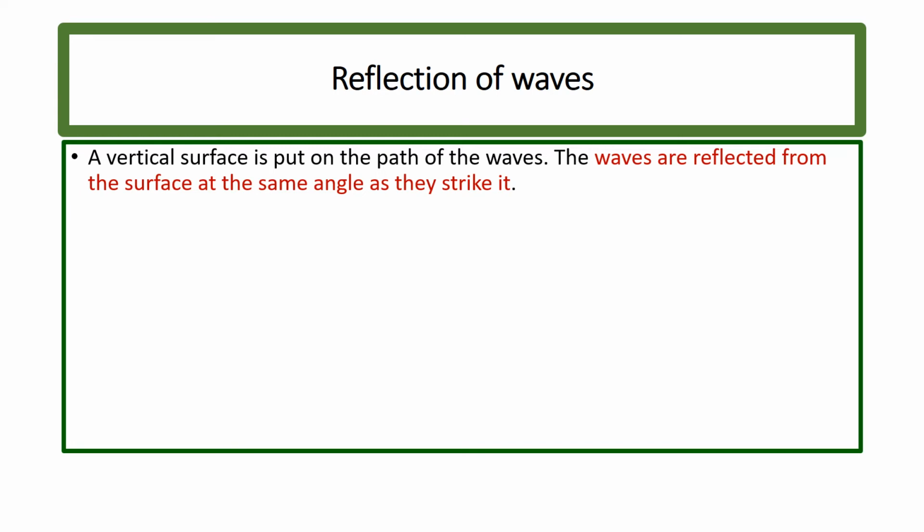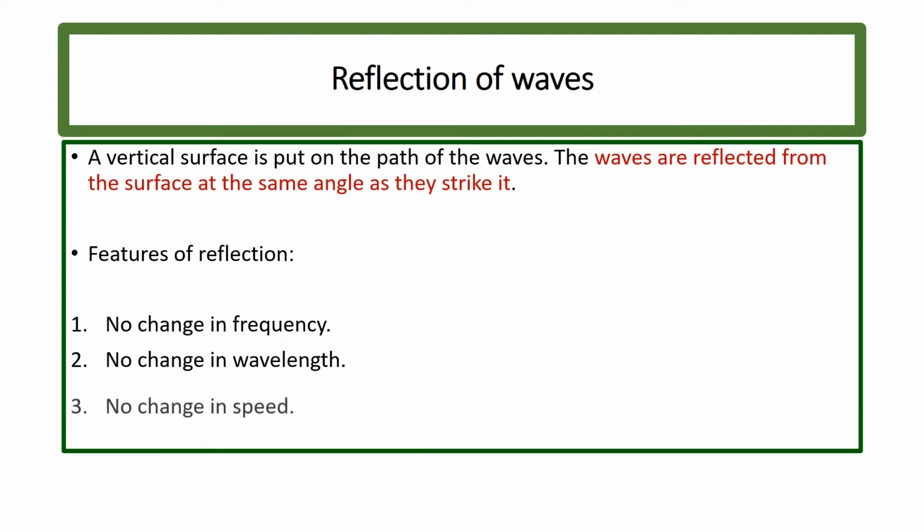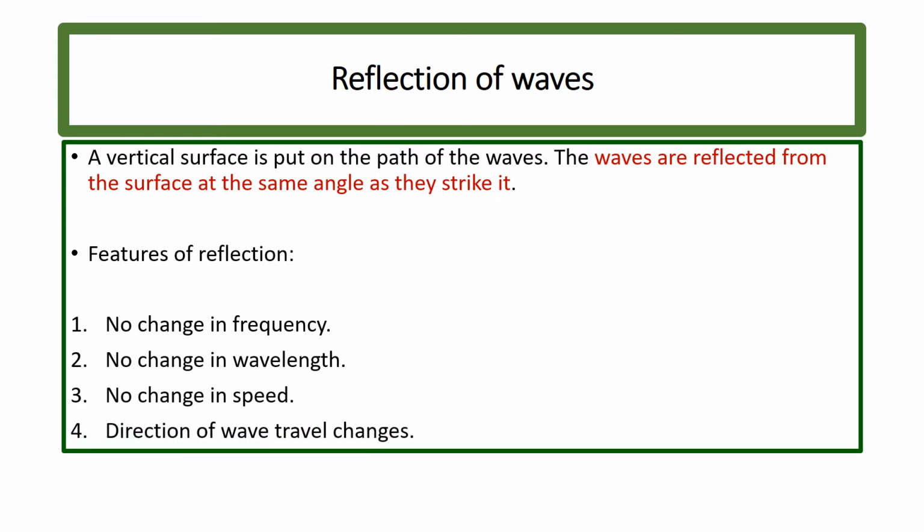Now, to see this happening, it's really good to be able to put that vertical surface, that nice straight surface, at a bit of a 45-degree angle, because then you can see the waves bouncing off. We know that a wave is reflected if there is no change in frequency, no change in wavelength and no change in speed. The only thing that changes is the direction. Okay, so they're my key features of a reflected wave.